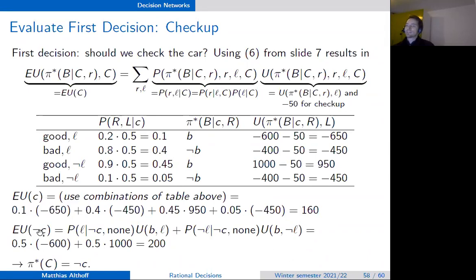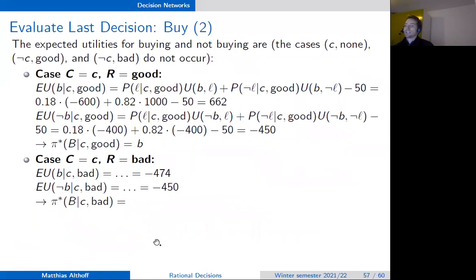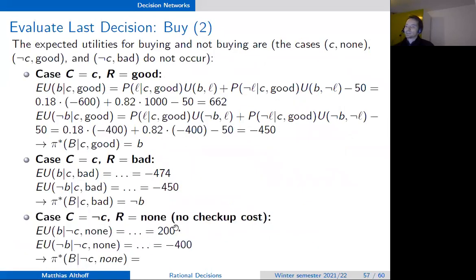If you don't do the checkup, it's easier. The probability of a lemon is 50%, and the utility is -600. And the other way around is 0.5 times 1000, which is 500. So overall, we have 200. So this is exactly the value that we already computed here of buying and no checkup.